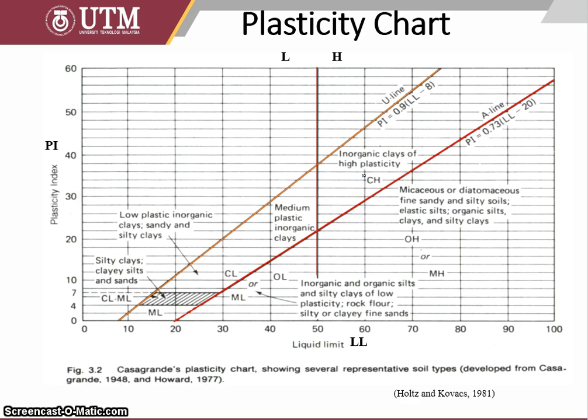If the results fall around here, it means that the soil has organic content in it. So it might be high plasticity organic soil or low plasticity organic soil. M stands for silt. So this is the area for low plasticity silts. The area around here is the combination of clay and silts with low plasticity.